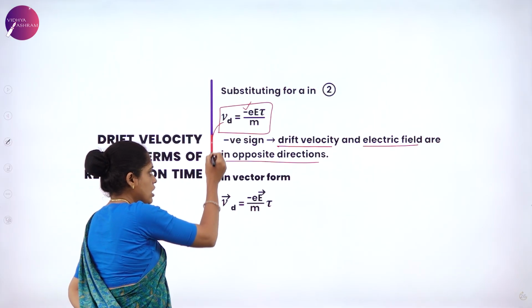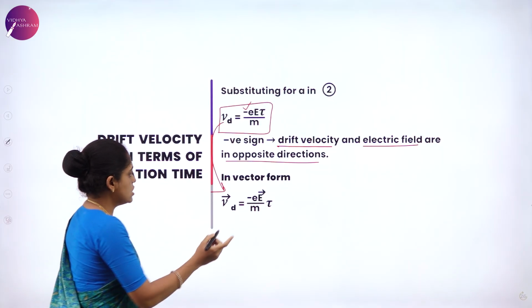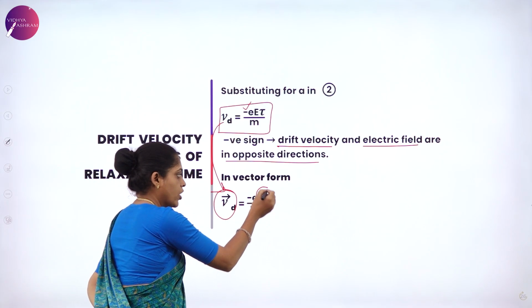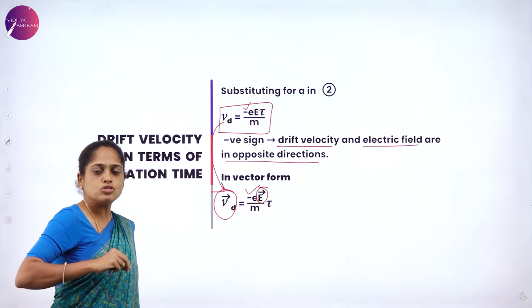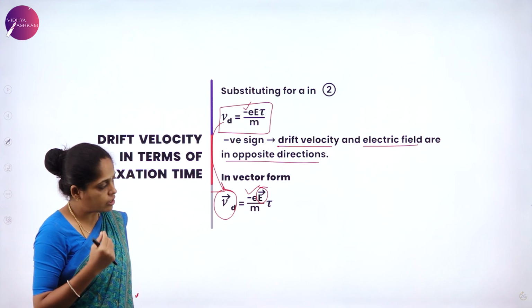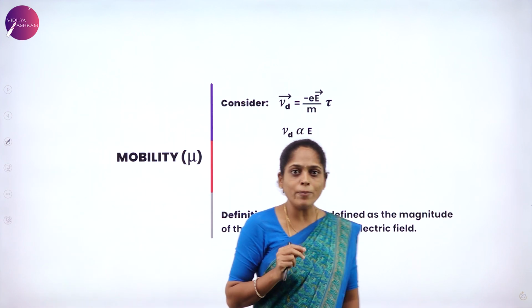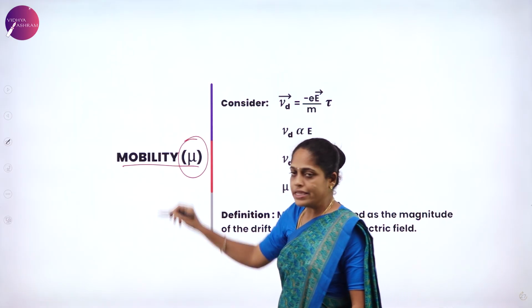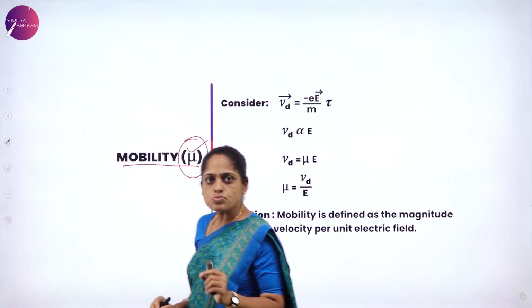represents that drift velocity and electric field are in opposite directions. Let us represent this equation in vector form, where velocity is a vector quantity and electric field is a vector quantity. Both are in opposite directions. This you know by the definition of drift velocity. Yes, next is mobility. The quantity mobility is denoted by the symbol mu. What is mobility?